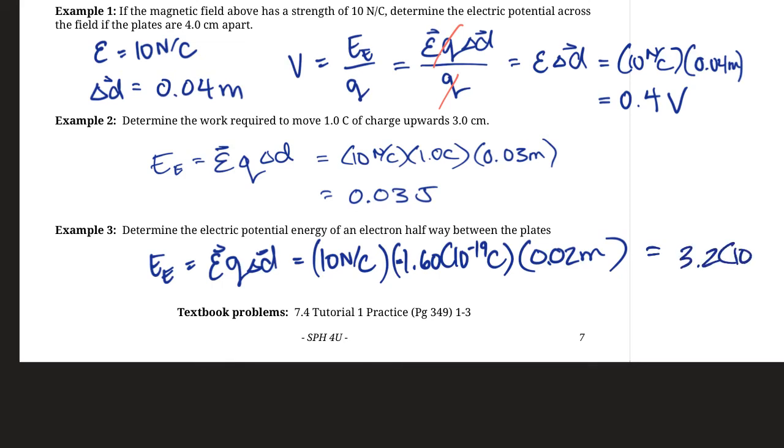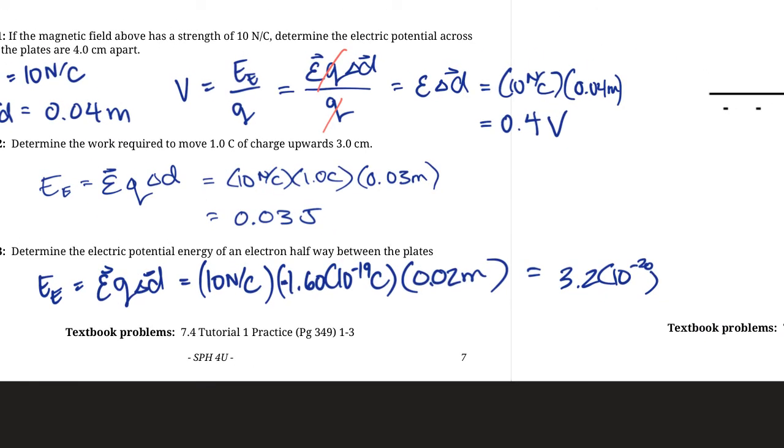3.2 times 10 to the negative 20, because, I mean, the charge is so small, right? And this is energy, so it's going to be in joules. So a tiny amount of energy. Oh, and it comes out negative. Sorry, I keep forgetting about the negative.